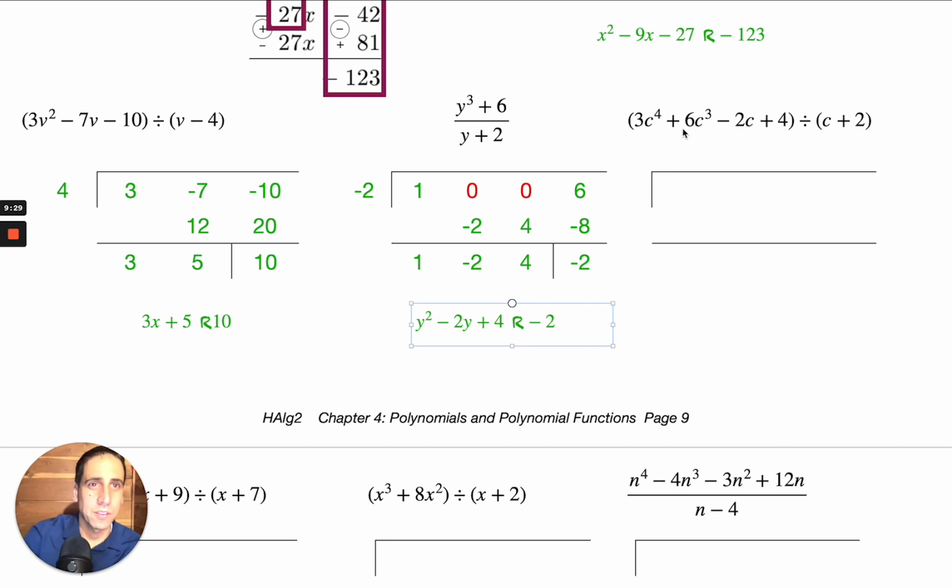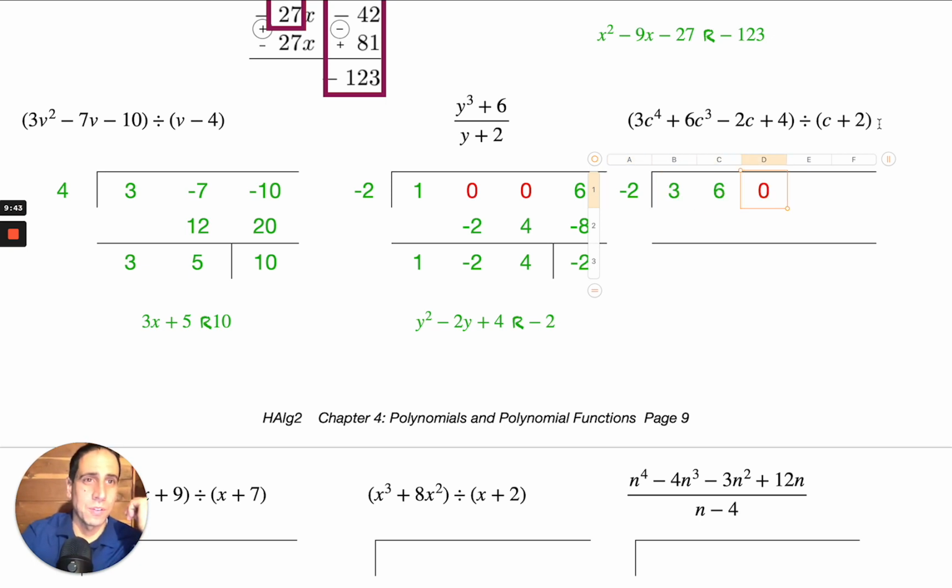Let's do it again. So here, checking this, we're not going to have any placeholders, I think. Let's reinterpret this c plus 2, the polynomial c plus 2, so the root is going to be negative 2. And then the coefficients go 3, 6, negative 2. We do have a placeholder. The placeholder is going to be for the quadratic term that's missing in between the 6c cubed. I did that too quickly. 6c cubed, and then there's 0x squared minus 2 and plus 4.